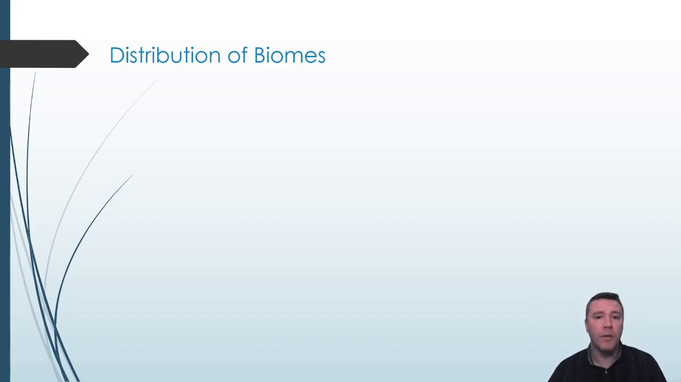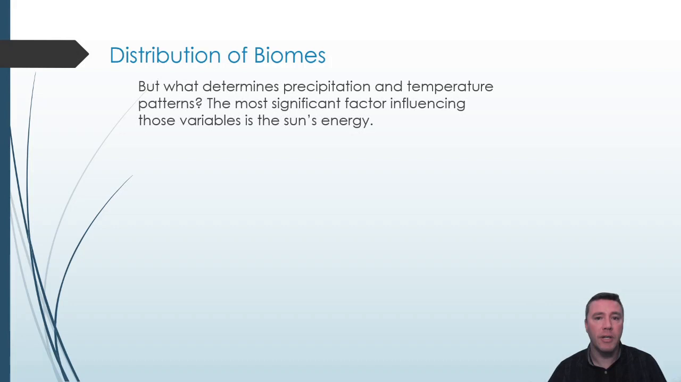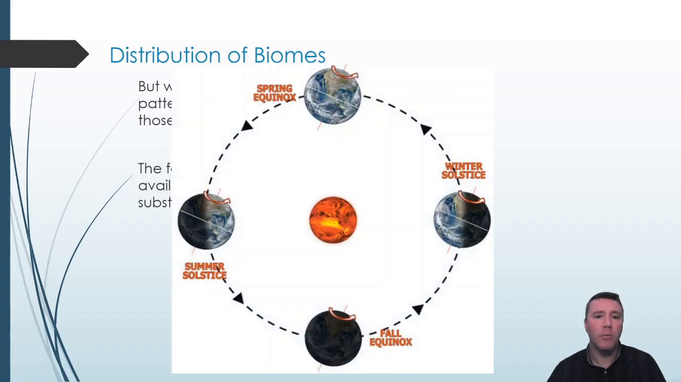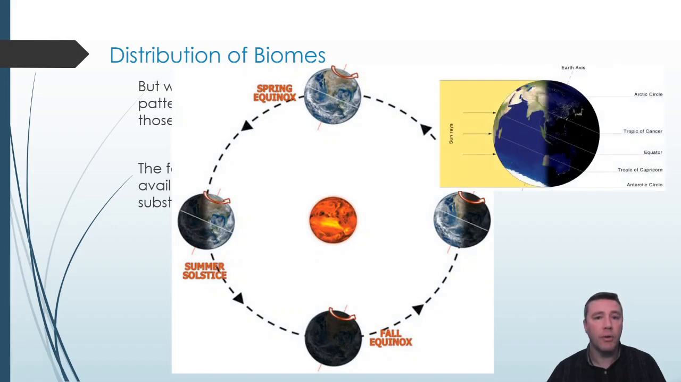To begin with, the most important factor in influencing temperature and precipitation is the sun. From the equator, if we travel north or south, the availability of solar radiation changes more substantially throughout the year as the Earth travels around the sun. Because of the angle at which the Earth spins on its axis, during certain times of the year, the sun's rays are striking the surface of the Earth at varying angles.